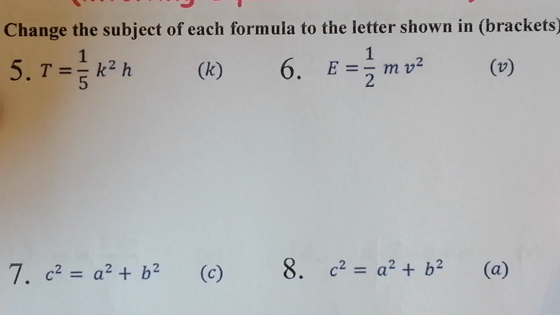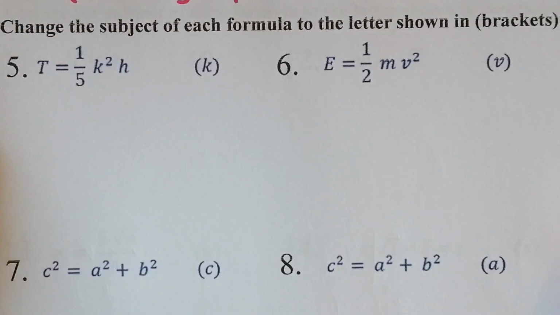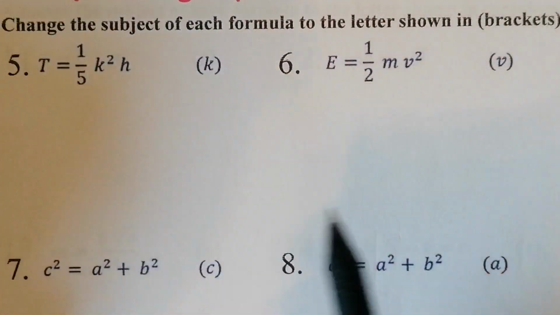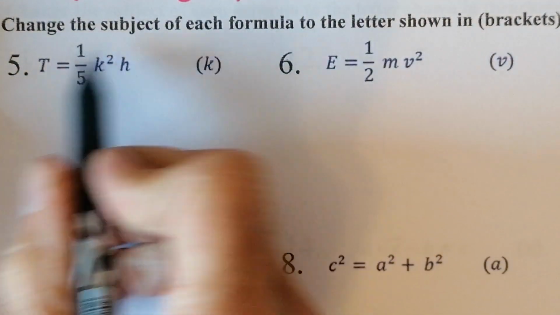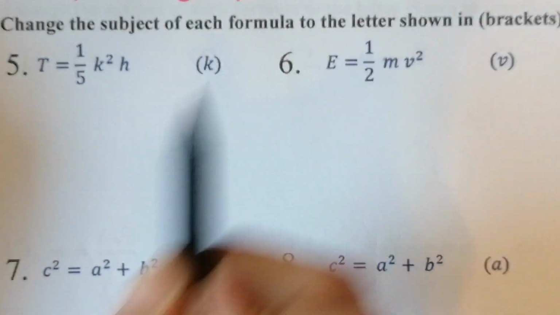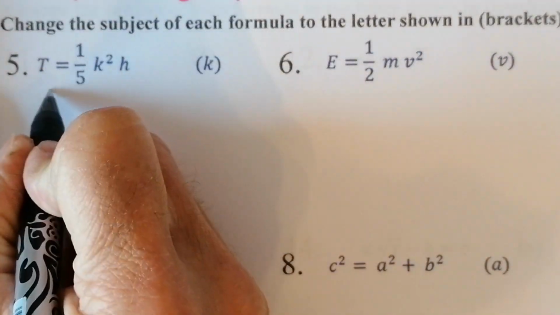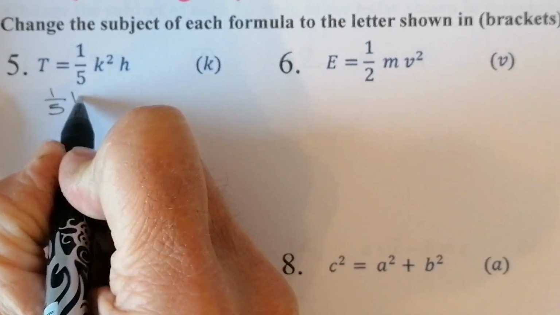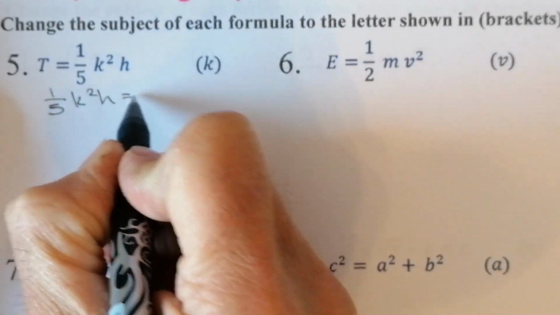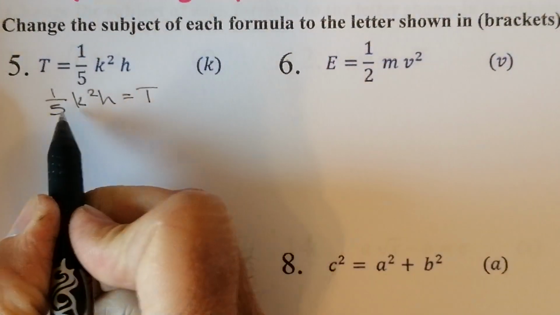Right, so question 5. Okay, changing the subject to k, that's in brackets, okay? So getting a little bit more complicated. So I'm going to change this formula here to k. So I'm going to reverse it round first of all. So a fifth k squared h is equal to t. I'm going to get rid of that fifth.